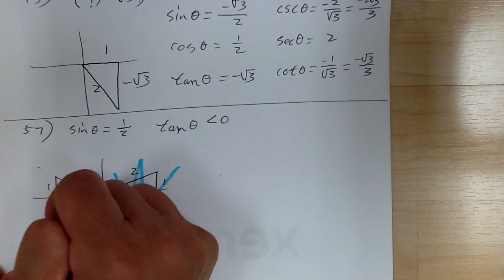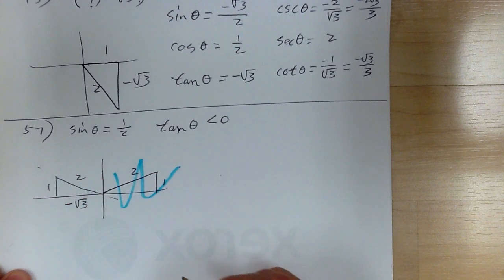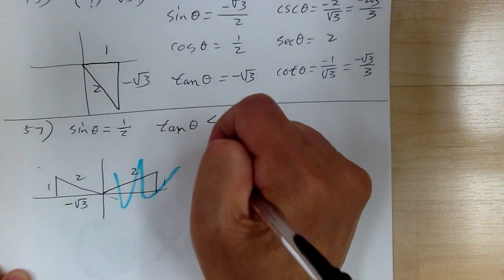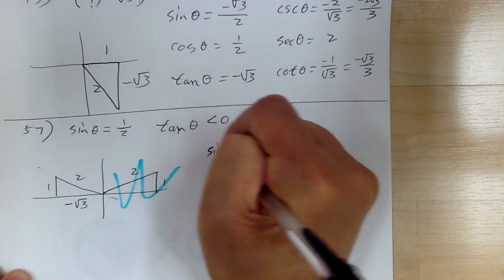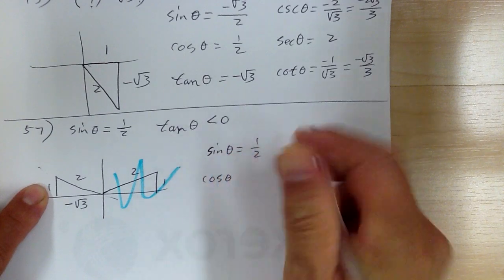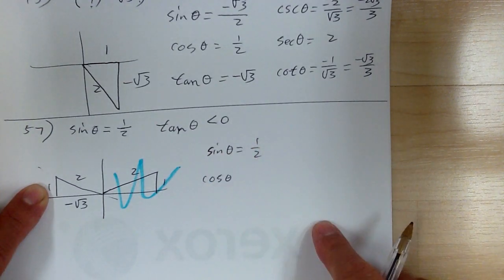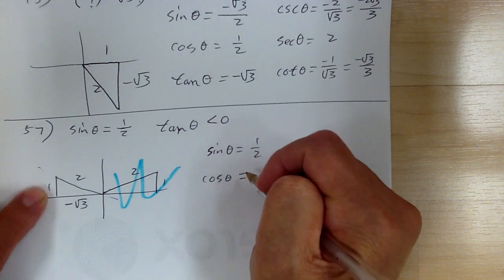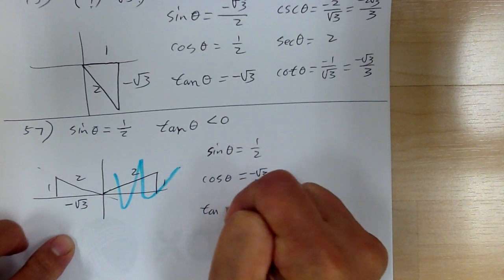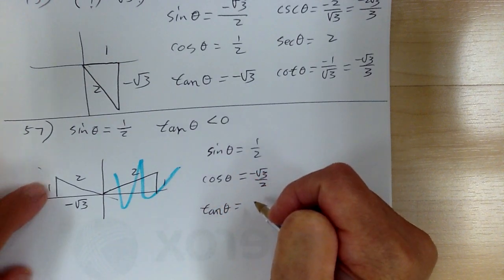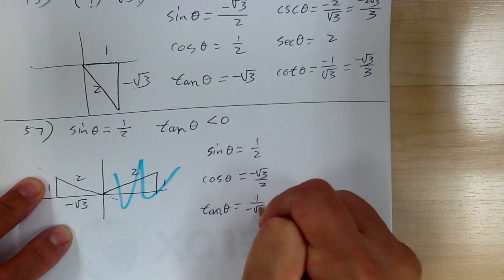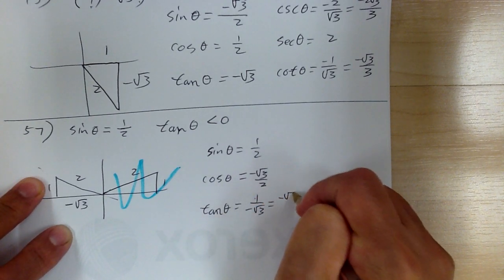From here, you can use your Pythagorean theorem or your special triangle to figure out this side. Once you do that, you can go and do all 6 functions. So sine theta equals 1 over 2. Cosine, even though it's given, you still want to write all 6 functions so it's not as confusing. So cosine is negative square root of 3 over 2. And tangent theta is sine over cosine, so it would be 1 over negative square root of 3. So this equals negative square root of 3 over 3.